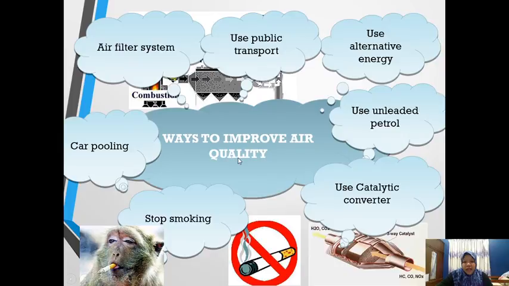So ways to improve the air quality. Ini adalah contoh-contoh cara yang kita boleh buat lah. Okay, untuk improve the air quality. So the air filter system, the use public transport, use alternative energy, use unleaded petrol, use catalytic converter, stop smoking and carpooling. So ini adalah cara-cara lah yang kita boleh fikirkan. Ada banyak lagi cara yang sebenarnya kita boleh guna untuk kita menambahkan dan memperbaiki sebenarnya kualiti udara.